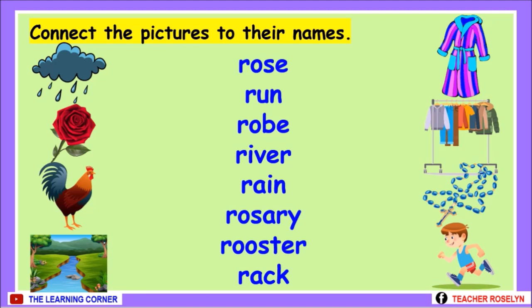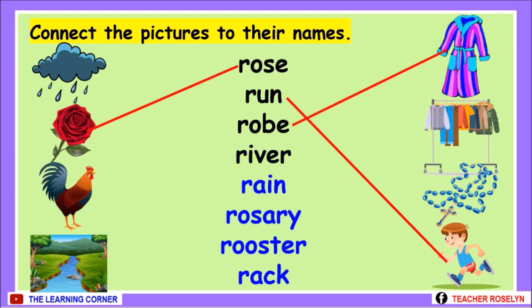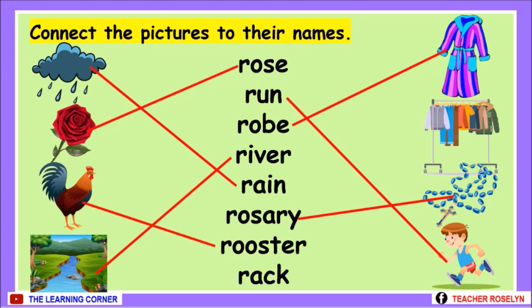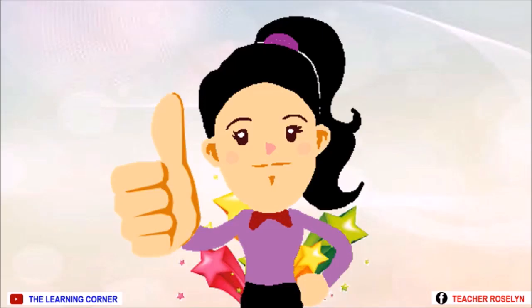Connect the pictures to their names. Let us read. Rose. Where is the rose? Run. Which picture means run? Robe. Where is the robe? River. Which is the river? Rain. Where is the rain? Rosary. Which one's the rosary? Rooster. Where is the rooster? Rack. Which one is the rack? Very good!